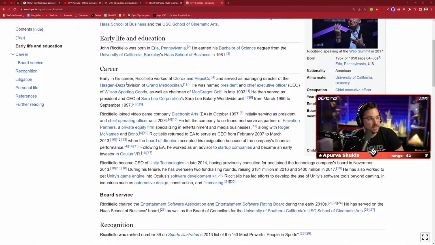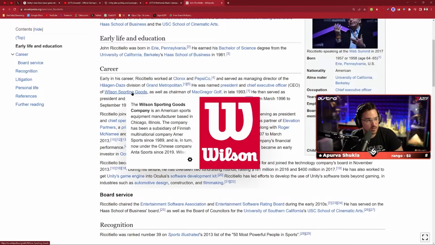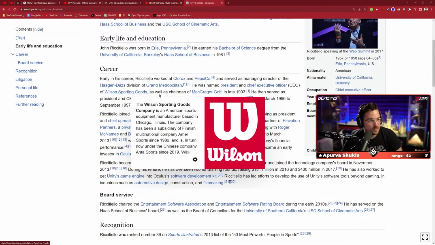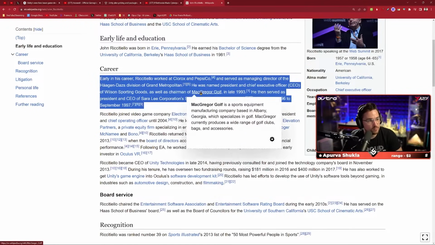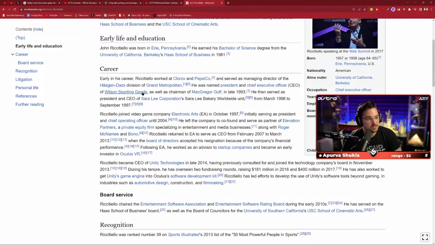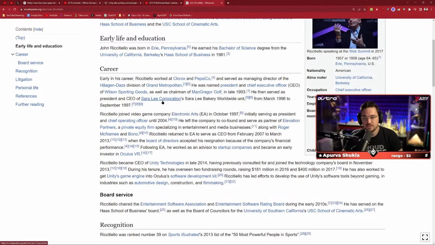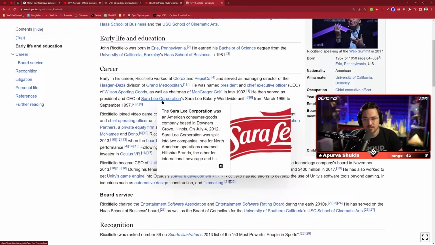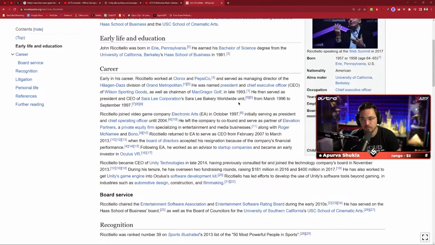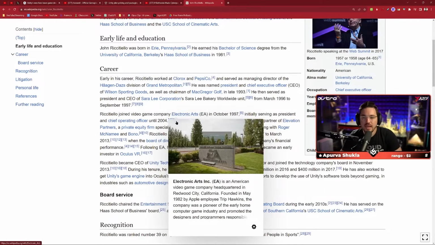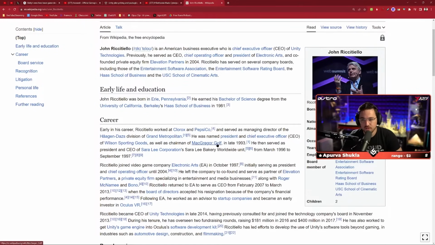And then he served as managing director of Haagen-Dazs. And then he was named president of a sporting goods company, probably because he knew a guy that was on the board and they got him connected. And then he was chairman of McGregor Golf, probably because he met somebody when he was at the sporting goods company. And then he went from there and served at Sara Lee's Corporation, probably because he met somebody while golfing. And then they all know each other and then they shift. And he joins EA because he knew somebody from his time working on the golf company. All of this is so incestuous, and it's just people bouncing from company to company.